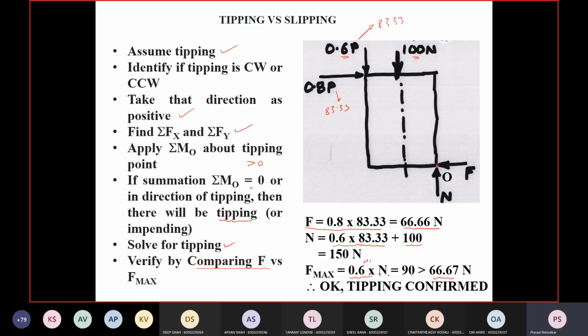So this is how it should be. The maximum frictional resistance offered by the surface is greater than the frictional force which is generated. So this is okay. Tipping is confirmed, and so if you apply this force, the motion will be impending, and it will be an impending tipping motion.